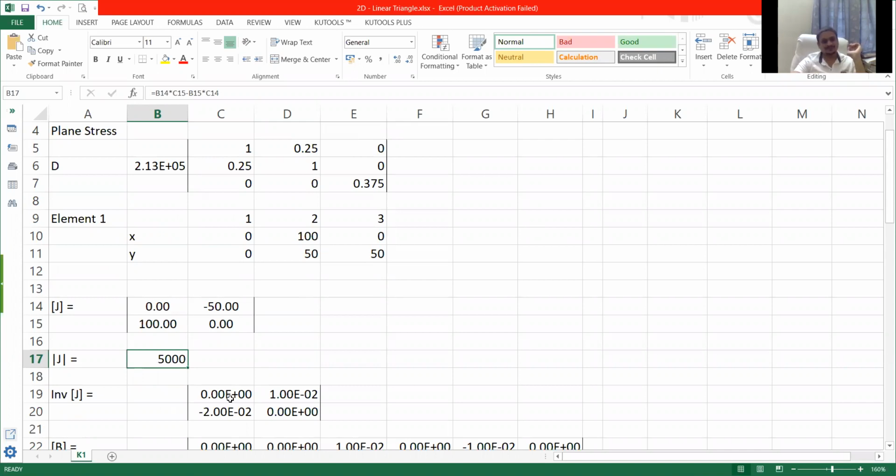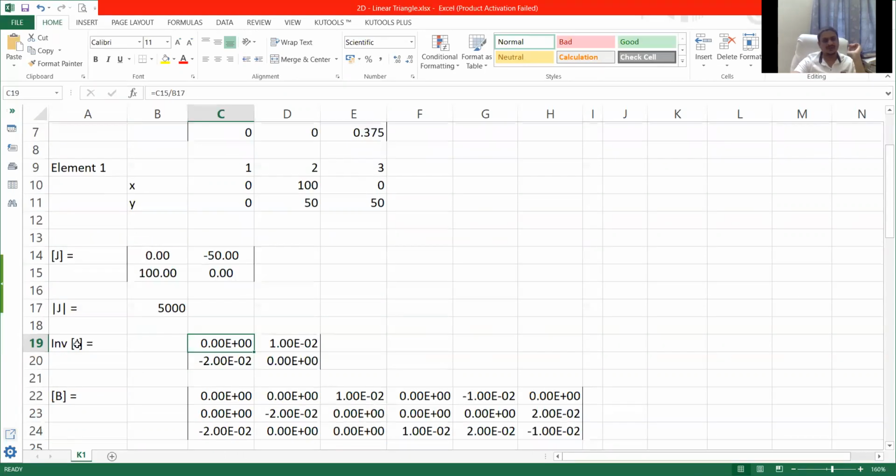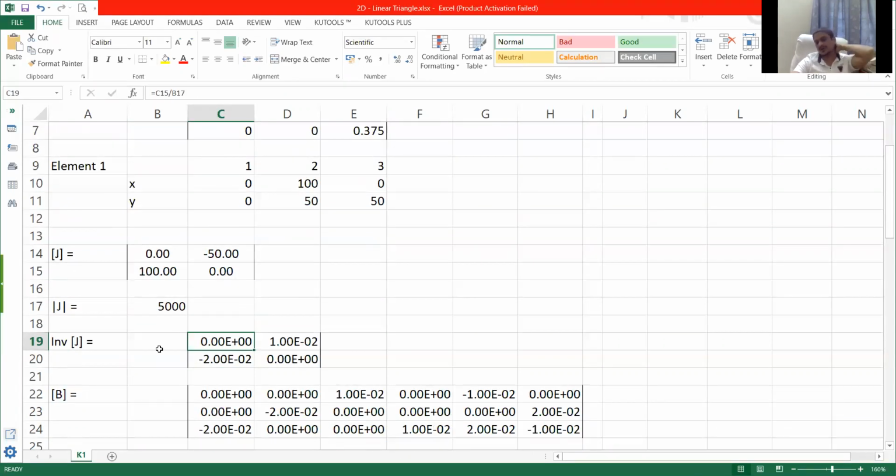Then we can get the inverse of the Jacobian matrix. It is nothing but 1 by determinant of J into this term, which will remain the same over here. This term will go over here, and this term will go over here, and both the terms will be swapped over here. Accordingly the inverse of the Jacobian matrix can be calculated. Then the B matrix can be calculated.